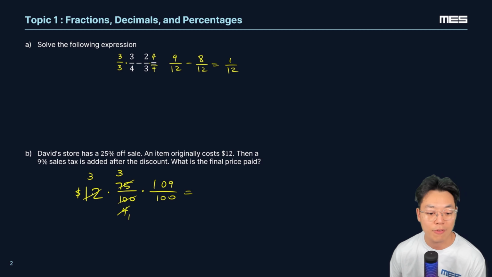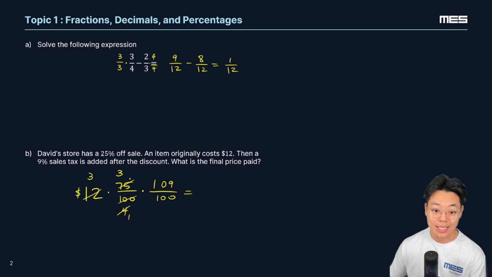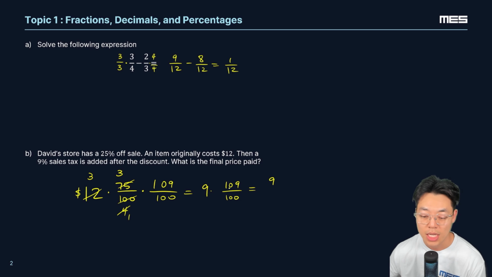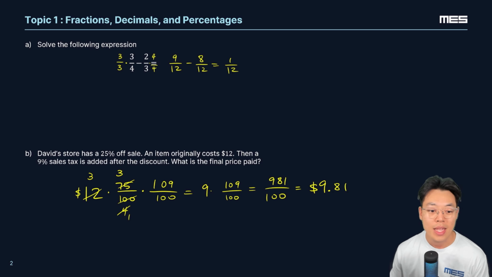So now all we're left with is 3 times 109. Well, 3 times 3 is 9, 9 times 100. So let's write this again. 9 times 109 over 100. This will equal 9 times 100, which is 900. Then 9 times 9 is 81. So we have 981 over 100, which is equal to $9.81. So all in all, after the 25% off and the added 9% sales tax afterwards, you saved about $2.19.